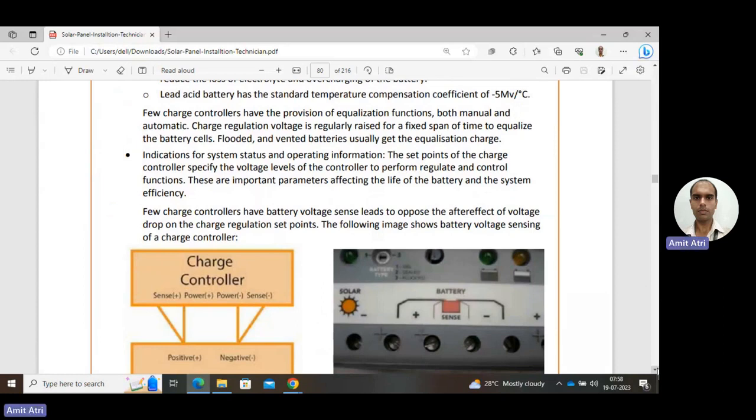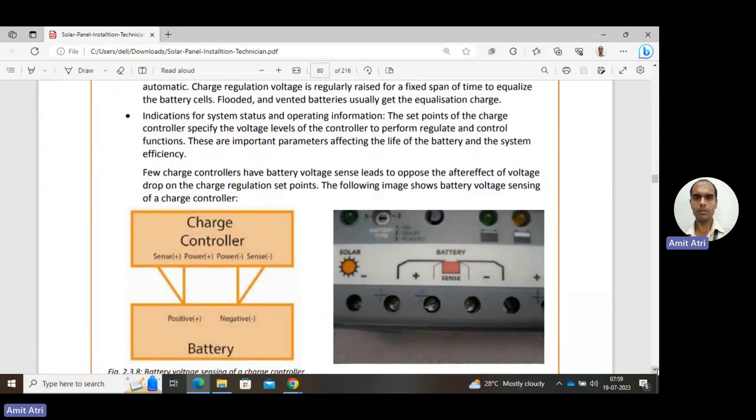So it will adjust itself so as to ensure the maximum charge storage capability, maximizing the life and the performance of the battery. Another function is indication of system status and operating information. It indicates the system status and the operation being performed. Here in the image there is an indication: small LED lamp lights, through which we can check the status.